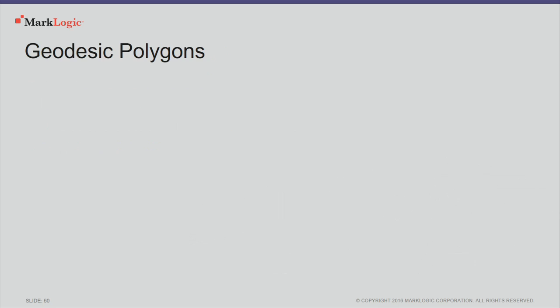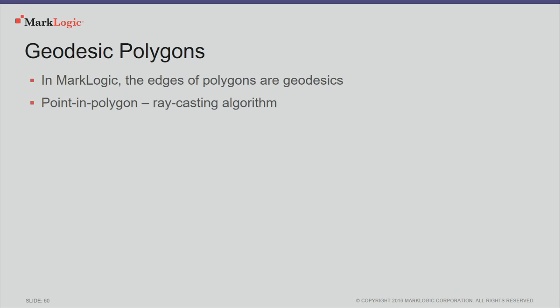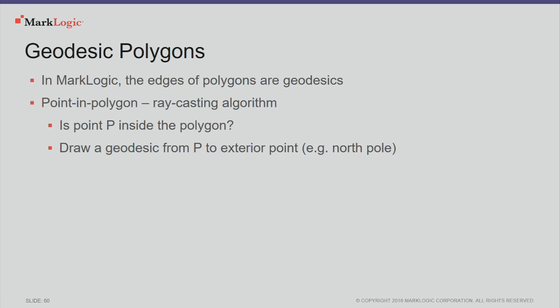So why does this matter so much? Well, if we think back to that step 2 of index resolution, where we were checking each point to see if it's in the polygon, the edges of those polygons are actually these great circle arcs. They're these geodesics. And if we want to check if the point is in the polygon, we use what's called a raycasting algorithm. The way this works, if we want to check if a point is inside the polygon, we draw a line from that point to the North Pole. Let's assume the North Pole is not inside the polygon, and we know that. So draw a line from this point to the North Pole, which is outside of the polygon.